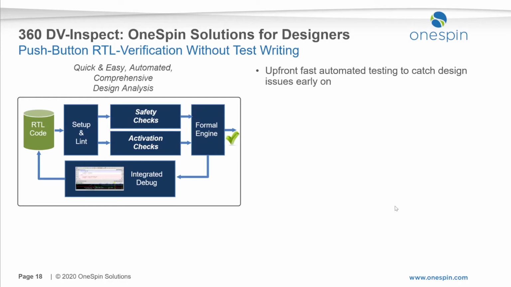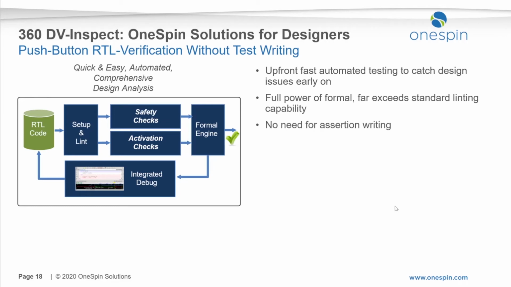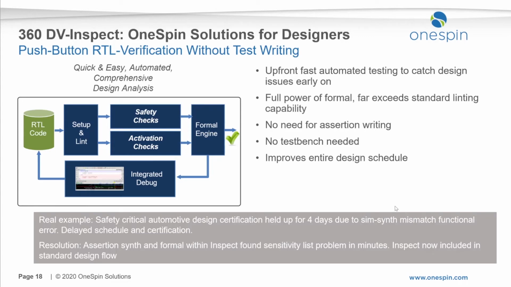So you will be able to catch design issues very early on in an automated fashion. The full power of formal is there, much more than linting and much faster than simulation. There is no need for you to write any assertion stimulus, test benches, anything. So the idea is that this will significantly improve your design schedule. And to talk about one real-world example, there was a safety automotive design that was held up to 4 days for a simulation synthesis mismatch, and it really took just minutes to solve it with our tools here.